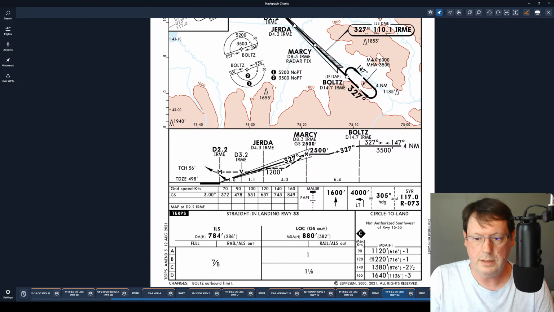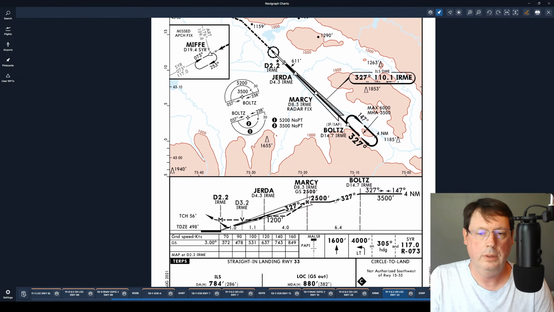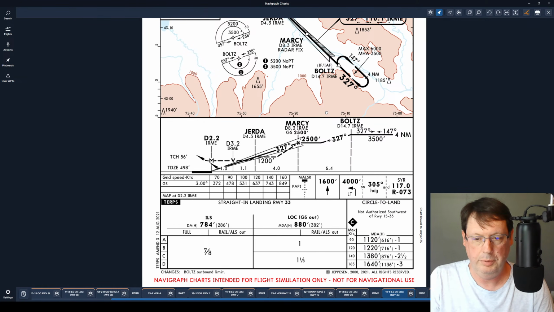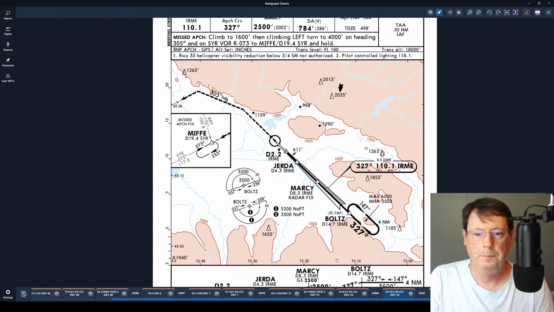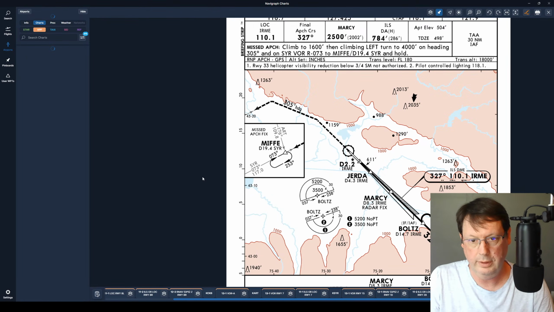And these are the minimums for the circle to land, depending on what category you're flying. So, why would you fly a circle to land approach? For example, this airport. Actually, I can give you a very good reason why you might fly a circle to land approach.